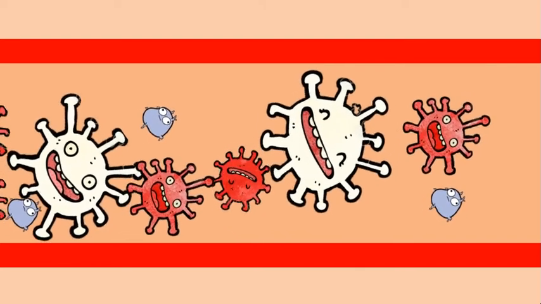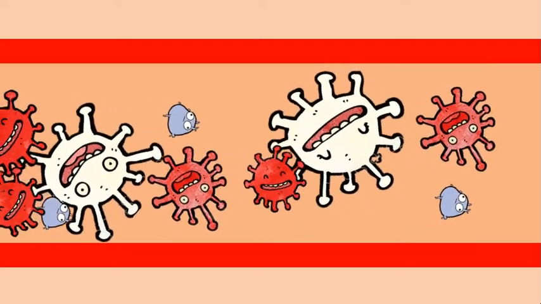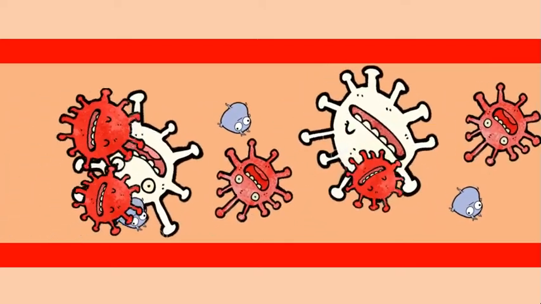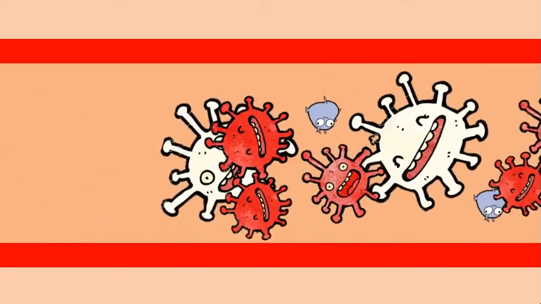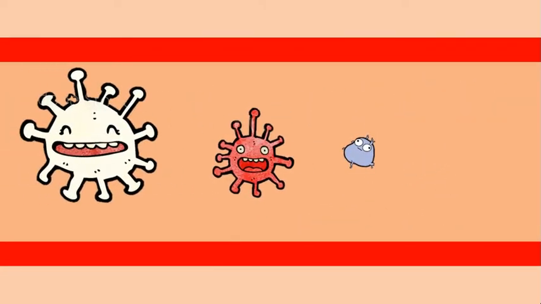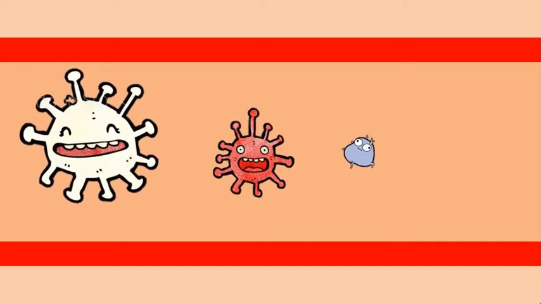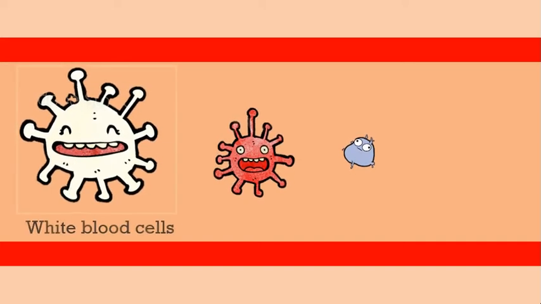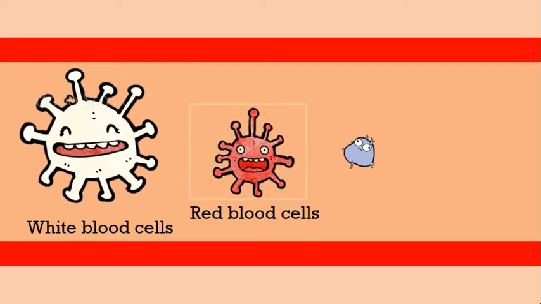The blood is made up of many components. Each component has its own function. Today, we're going to be talking about the four main blood components. The blood is made up of four main components: the white blood cells, the red blood cells, the platelets, and plasma.